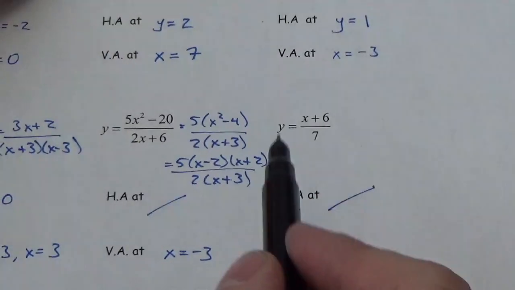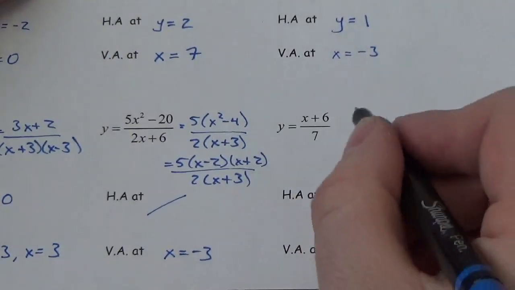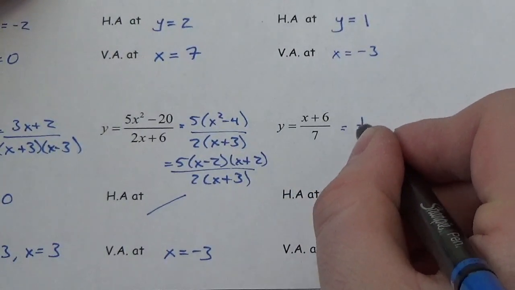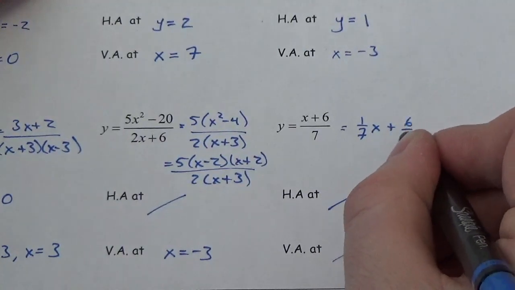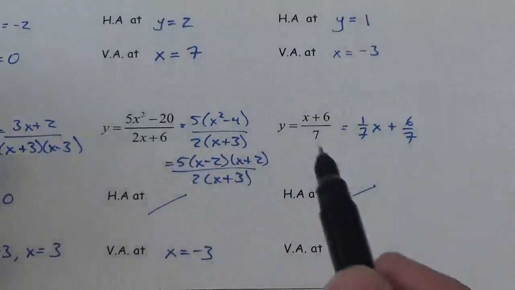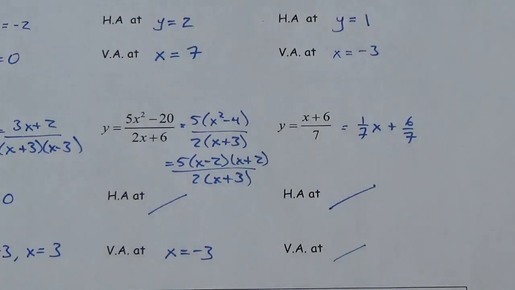So don't let us throw you off when we give you an expression like this. This is really just a polynomial. I mean, this is a line with a slope of 1/7 and a y-intercept of 6/7. Okay, you can just distribute that denominator to both those terms.